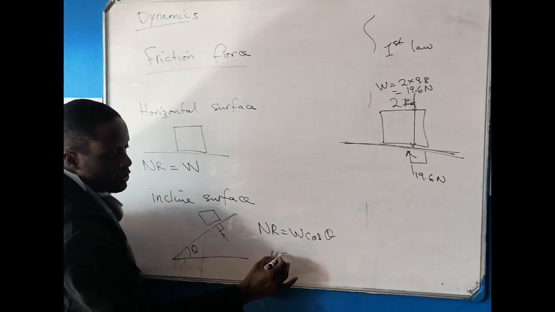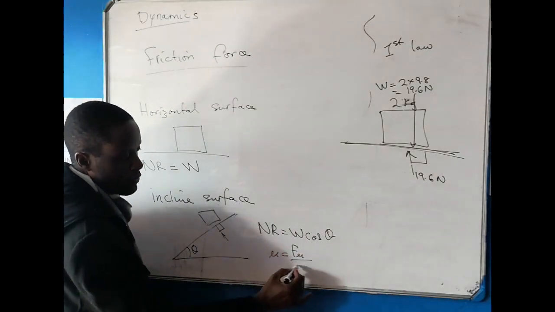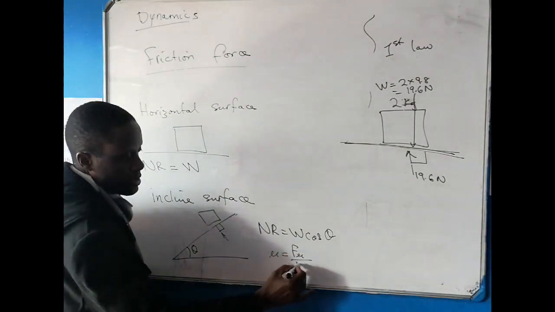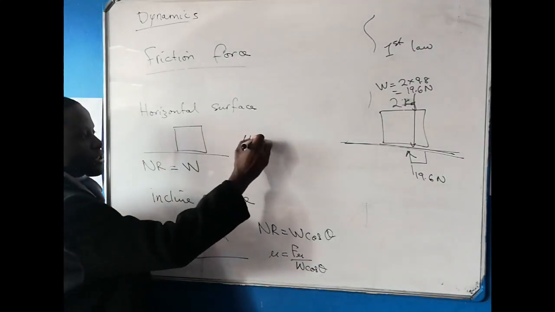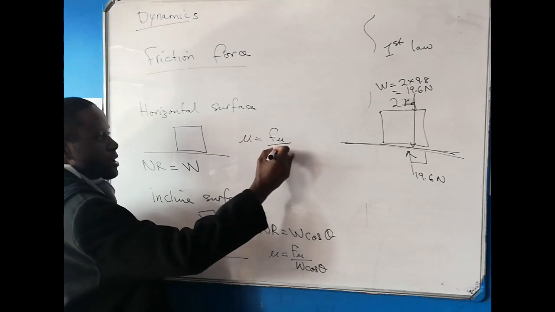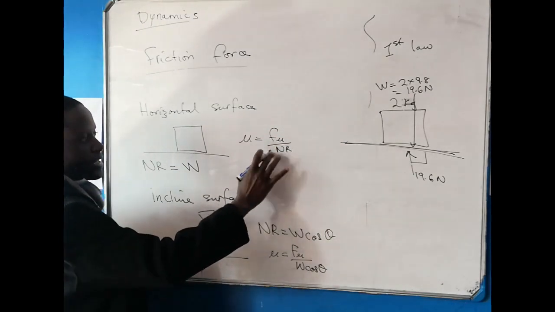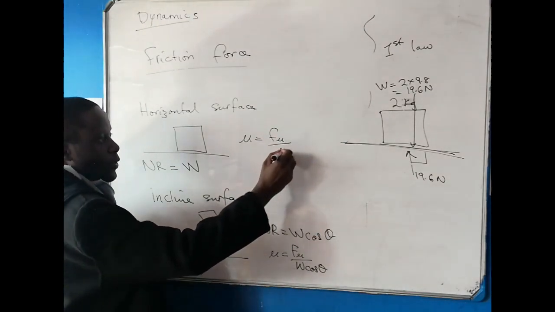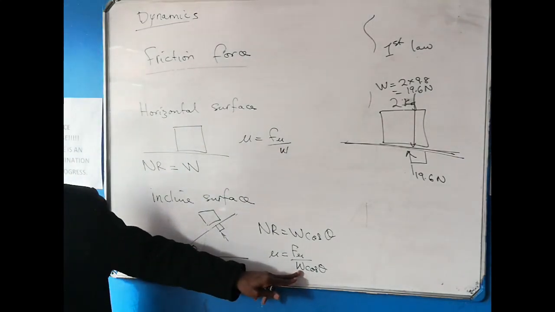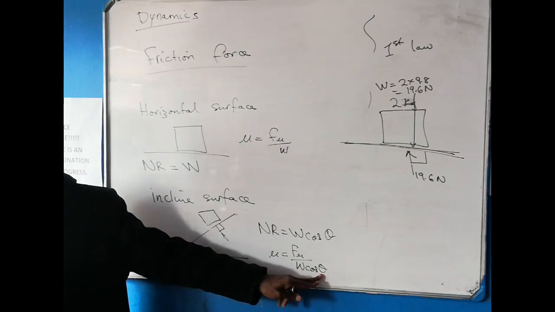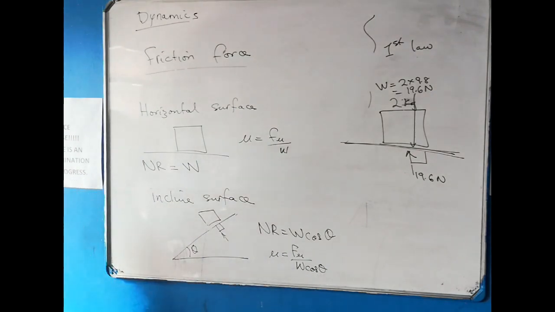Which means if our normal reaction is the weight cos theta, if you are solving on an incline for the coefficient of friction, it is the friction force over the what? The weight cos theta. But in the horizontal case, the coefficient of friction is just the friction force over your normal reaction, which is just the what? The weight. But when it goes on an incline, the normal reaction changes to weight cos theta.